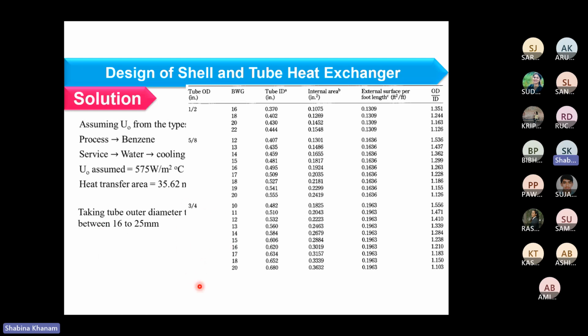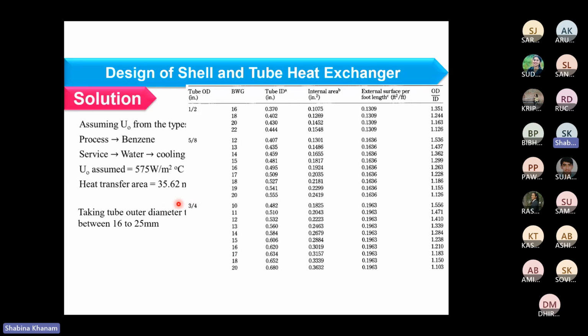Okay, so as I have told you, to consider the better or optimum diameter of the tube, it will fall in the range of 16 to 25. Okay, 16 to 25 is the optimum range, and in total it is 16 to 50. So we need to consider a value between 16 to 25. If you see this 3 by 4 inches and convert that into mm, it comes to 19.05. So we can start with this value.